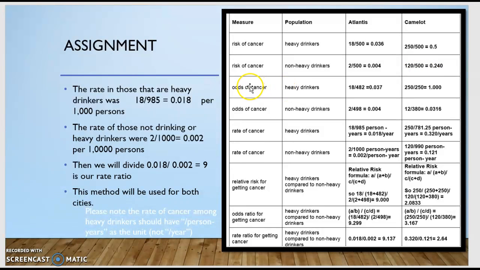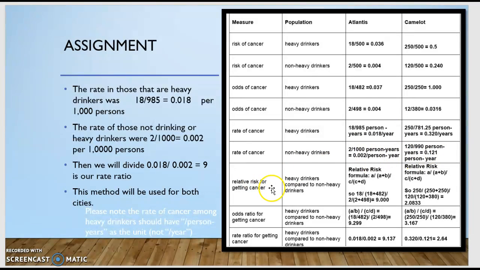For odds, we were given a population of heavy drinkers. So for this one, we're going to be doing the number of people with the disease out of the number of people without. And we're going to use this formula for both Atlantis and Camelot. And again, the same formula is going to be used for our non-heavy drinkers for Atlantis and Camelot. The rate of cancer is the number of events out of a population at risk per unit person time. So you can see we did it based on the heavy drinkers population, and we did it for Atlantis and Camelot. And again, the same formula was used here for non-heavy drinkers for Atlantis and Camelot.